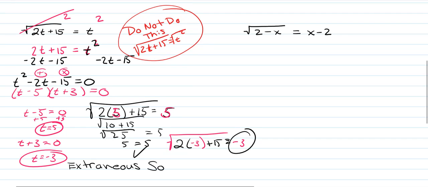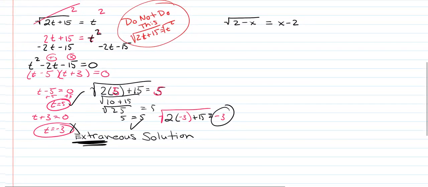That's how you spell it. Solution. Extra. It's your extra solution. Doesn't work. The only one that works is this one. This one does not. So why does that happen? Why does it give you two answers? I'll show you, and hopefully this makes sense.